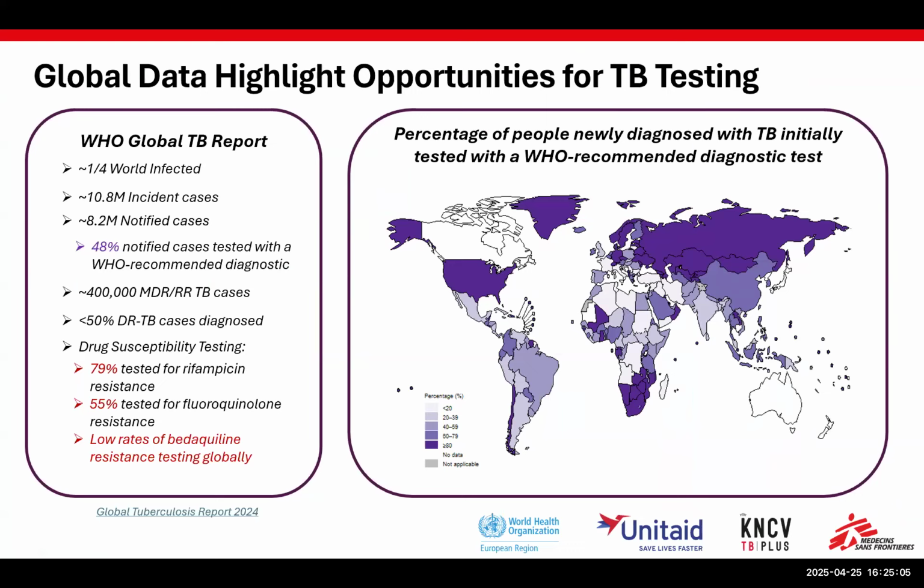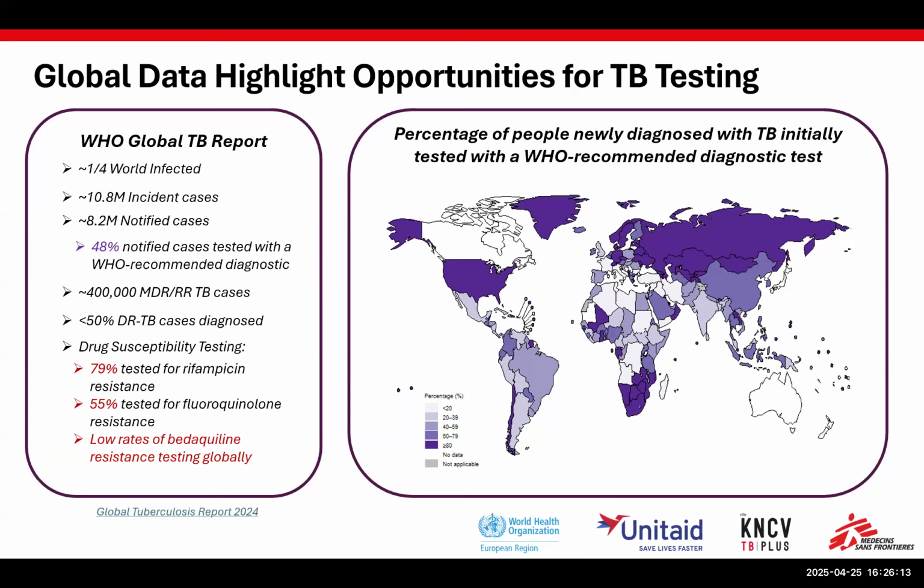Despite these recommendations, we see, according to the latest WHO Global TB Report published in 2024 with data from 2023, that approximately a quarter of the world's population had been infected by TB, and there were an estimated 10.8 million incident cases, of which 8.2 million were identified and notified to WHO by member states. Of those notified cases, only approximately 48% were tested with a WHO-recommended diagnostic to identify or diagnose TB disease. The variability in testing is shown in the purple map on the right, which shows the percentage of people newly diagnosed with TB that received this WHO-recommended diagnostic testing, or WRD testing. We can see here that the Euro region has experienced some strong success in WRD coverage, and we'll talk more about that in just a moment.